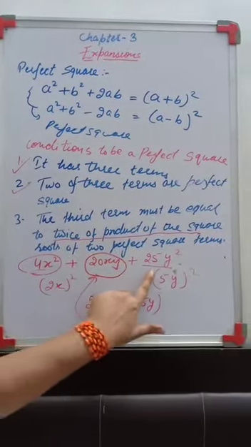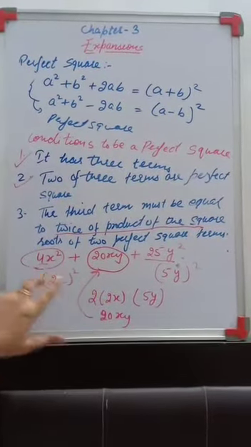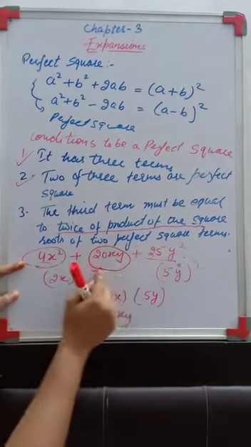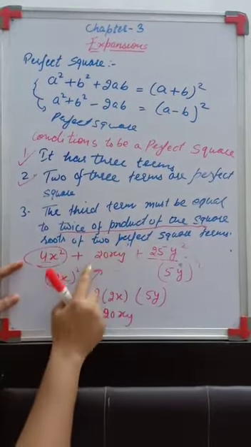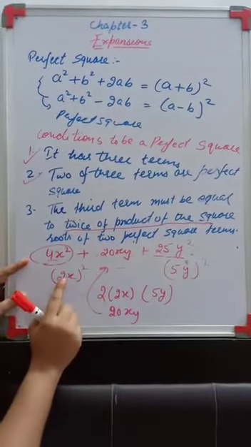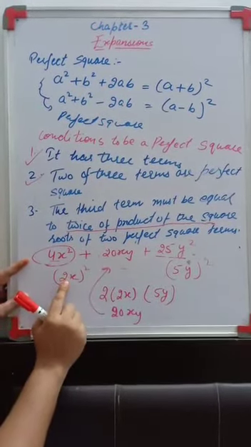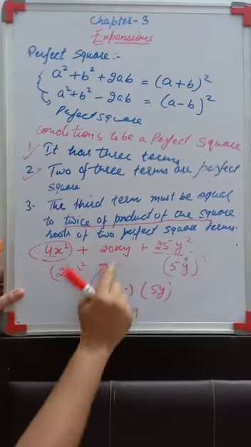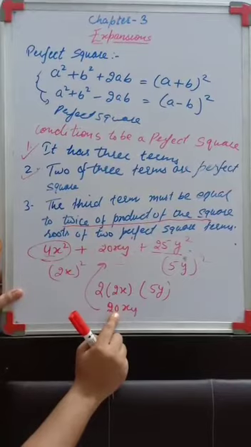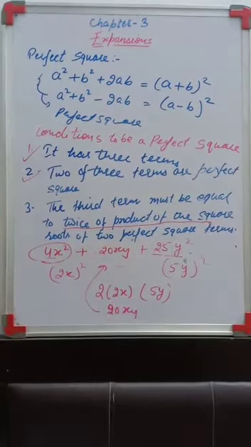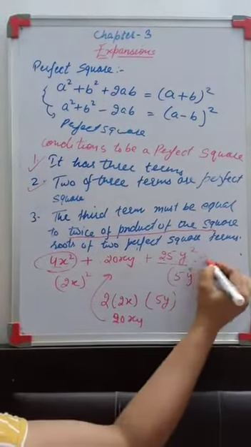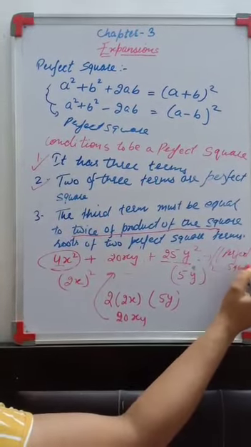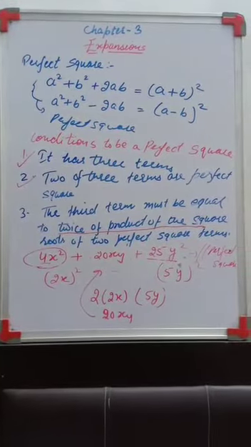It has three terms. Out of these three terms, the first term and the last term are both perfect squares, and the remaining term is equal to twice the product of the square roots of the two terms. That means my third condition is also satisfied. So I can say that yes, this is a perfect square. I am taking another example, with that you will get to know.